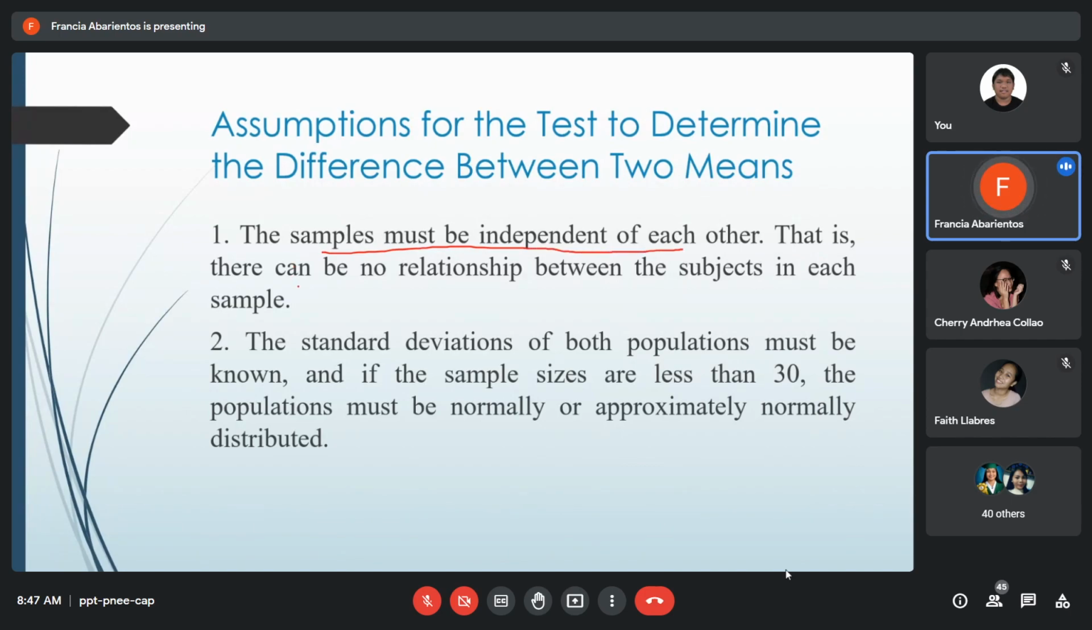So there can be no relationship between the subjects in each sample. Number 2, the standard deviation of both populations must be known. If the sample sizes are less than 30, the population must be normally or approximately normally distributed. So, kaya class kadalasan may tinatawag na normality test.